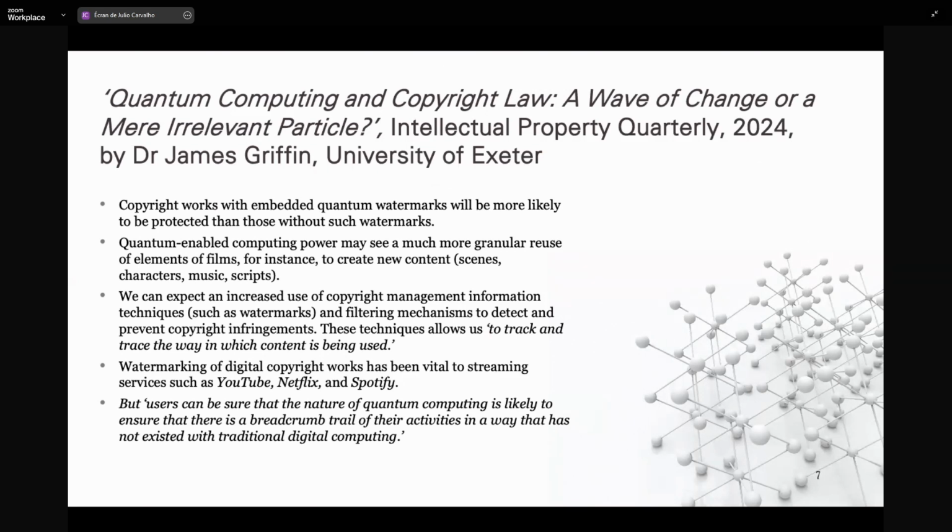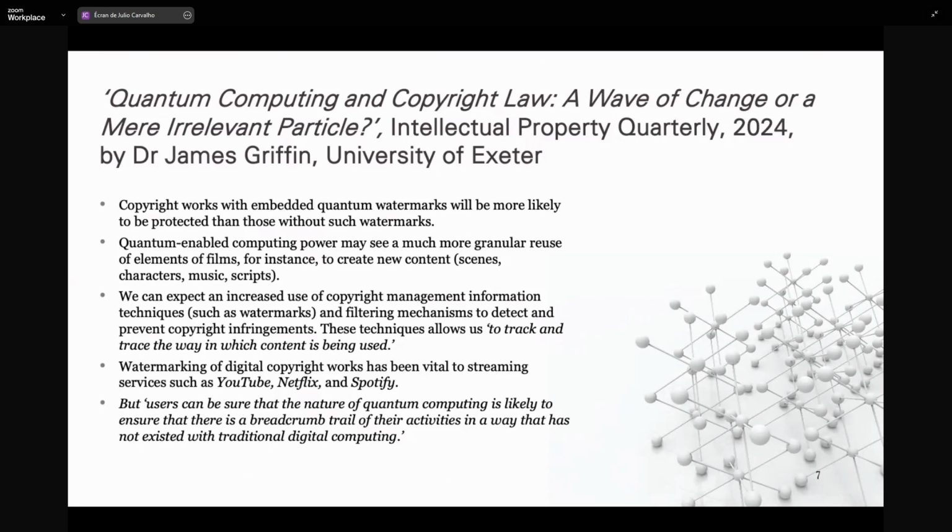How does quantum computing actually interface with copyright law? I think that there has been very little research on that score, but there is a very insightful paper by Dr. James Griffin, who lectures at the University of Exeter, and I'll display some of his very interesting findings and projections in that regard.